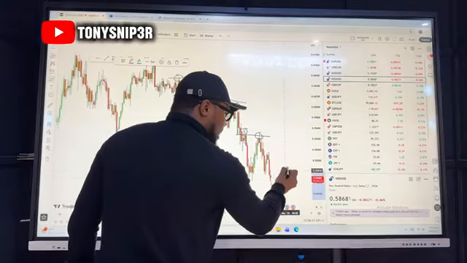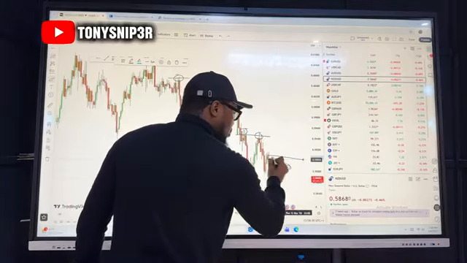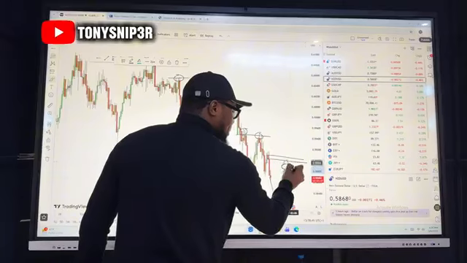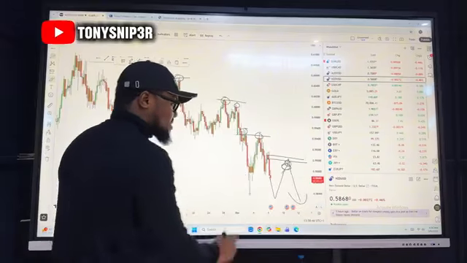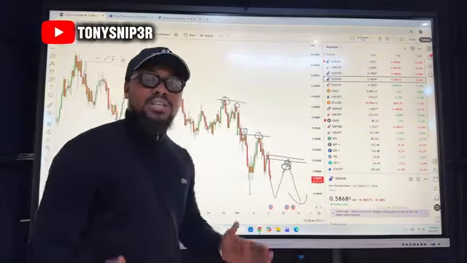When it comes back around any of this level here, where our supply is, when it comes back here, that is where you want to sell the market. Why? Because the move has already happened.